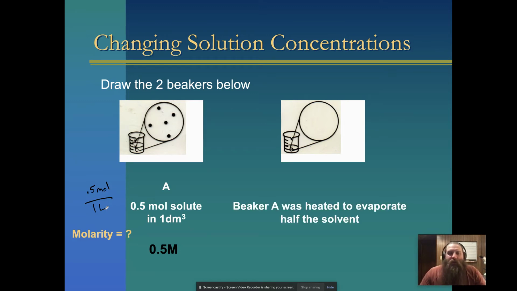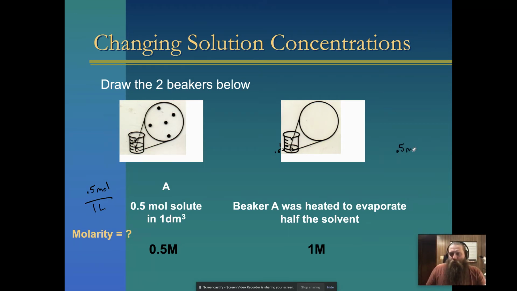Now let's pretend we heat that beaker and we evaporate half of the solvent. So you can see we went from 1 down to 0.5 right there. So what is the molarity now? Well, it has to be 1. We didn't get rid of any solute, but we got rid of half the solvent. So we doubled the concentration, right? Let's see if that works out.